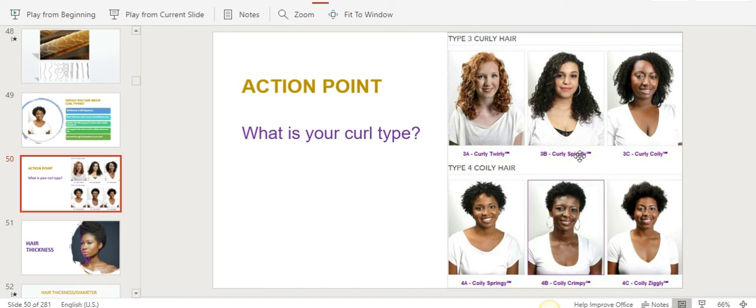All right, so in the next lesson, we are going to be going over your hair thickness, and that's the second major hair type that you need to be familiar with.